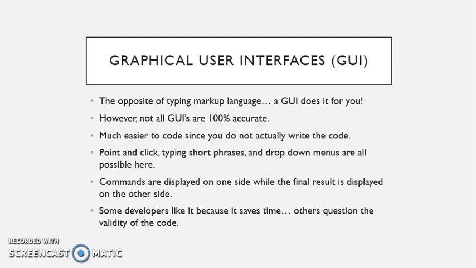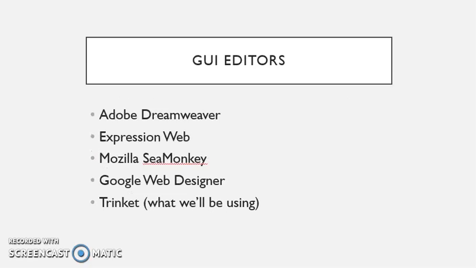Depending on the application, you could do point and click, where you point on what you need, click it, and it adds it. You type short phrases and it types the rest. Drop-down menus could all be used here in order to do the GUI. Commands are displayed on one side, and the final result is displayed on the other. Some developers like it because it saves time, and others question the validity of the code. I myself like it because it does save time and makes web design and your final product quicker and easier.